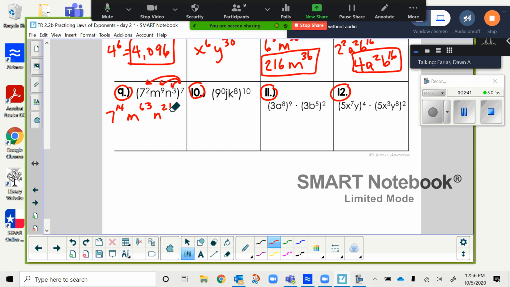For number 10, distributing the power of 10, there are 3 things in the parentheses. There's a 9, and 0 times 10 is 0. There's a j to the 1, and 1 times 10 is 10. And then k to the 8 times 10 is 80. But there's one thing going on here that we talked about on Friday, and that's the 9 to the 0. Anything to the 0 power is 1. So this can just be j to the 10, k to the 80.